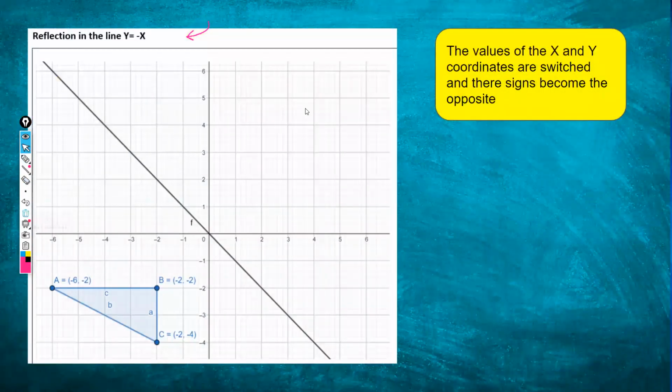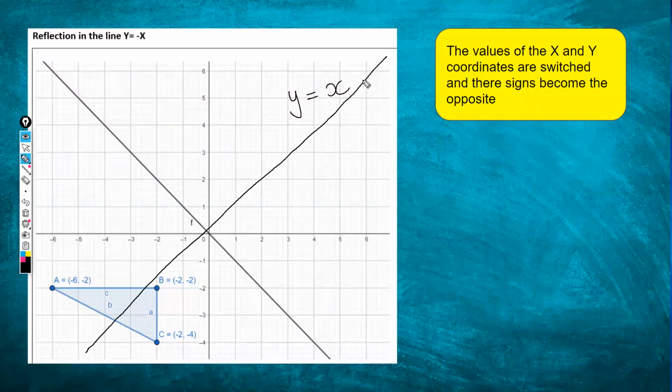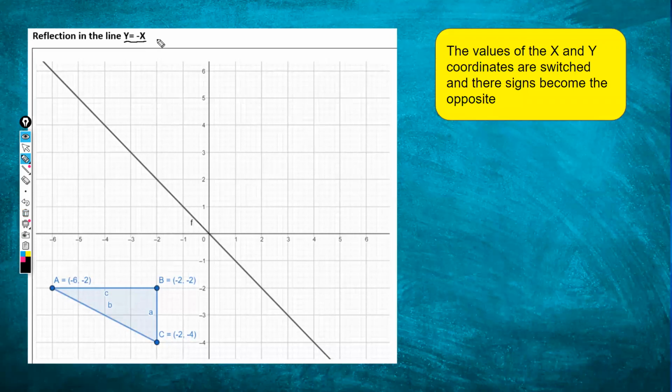Right, next question. This question is the opposite of what we just did. The question we just did was a reflection in the line y = x, and the line y = x slopes up this way. But this question is a reflection in the line y = -x. You have to be real careful in the exam.